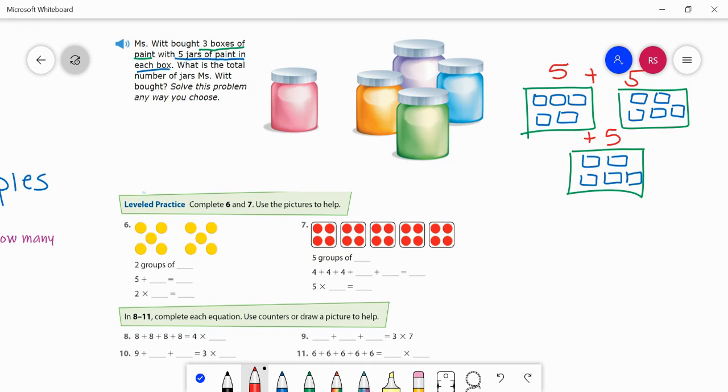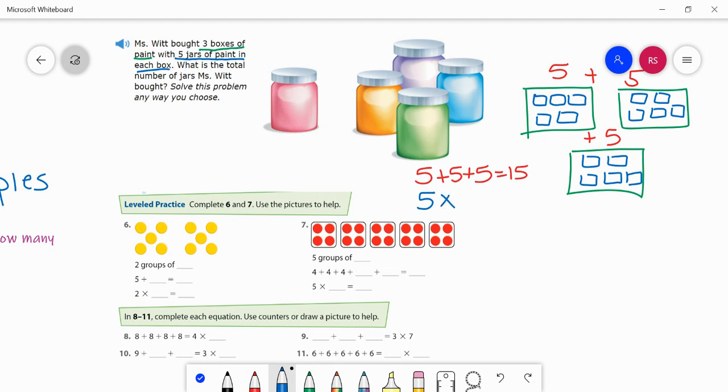If I added 5 plus 5 plus 5, and I'm going to write that right here, 5 plus 5 plus 5, I would get 5 plus 5 is 10, plus 5 more is 15 jars. Okay. I could also think about this using multiplication, because we just talked about if we are doing repeated addition, we could also solve this using multiplication. So how many jars of paint are inside each box? It tells us that there are 5 inside of each box. Okay, well, how many boxes do you have?